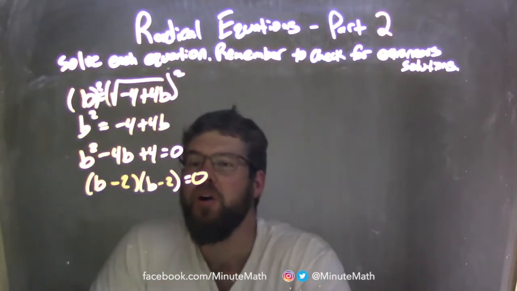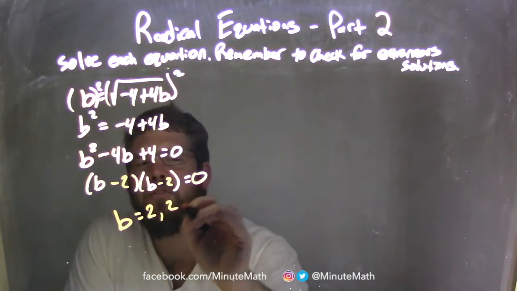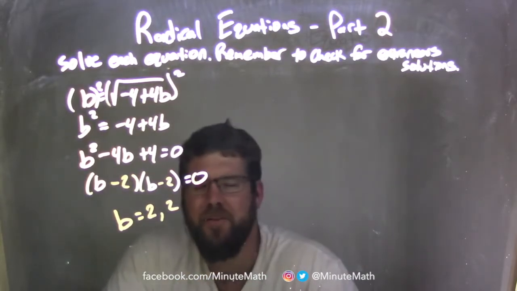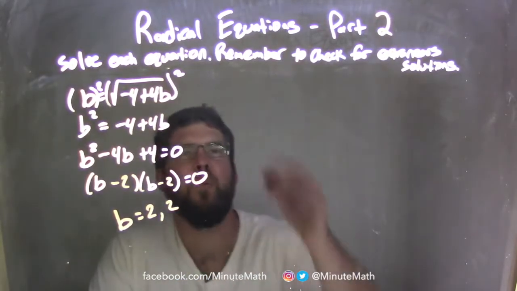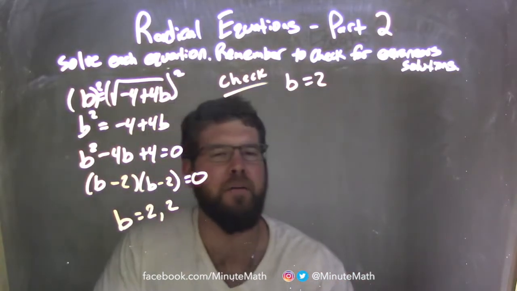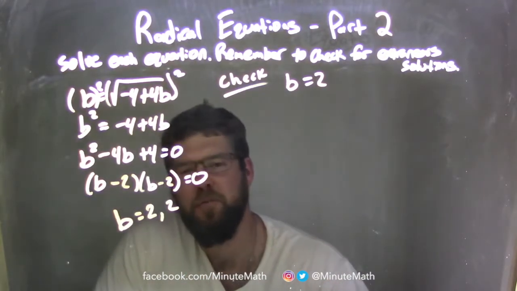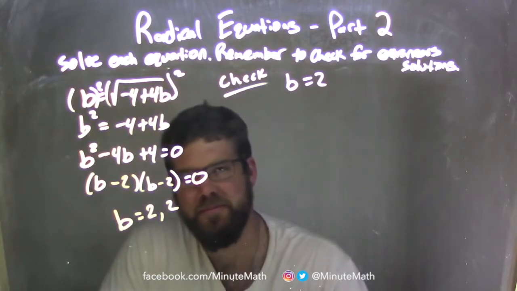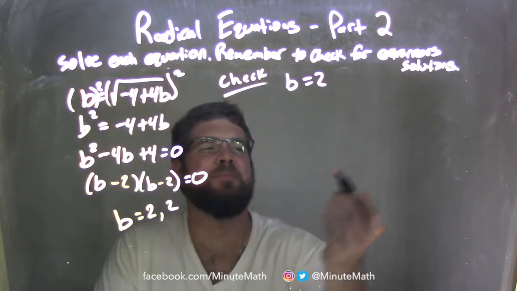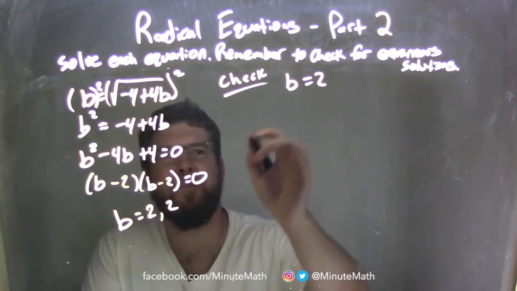We set the factors equal to 0, and we have b equals 2 and 2. We only need to write 1. So when I check, I'm going to check just one of them. It'd be very foolish to check both. I've seen students do it, and they somehow plug in 2 both times, check it twice, and get one true and one not. Either way, you only need to do it once.